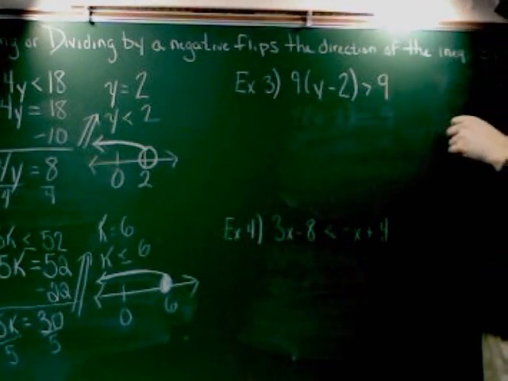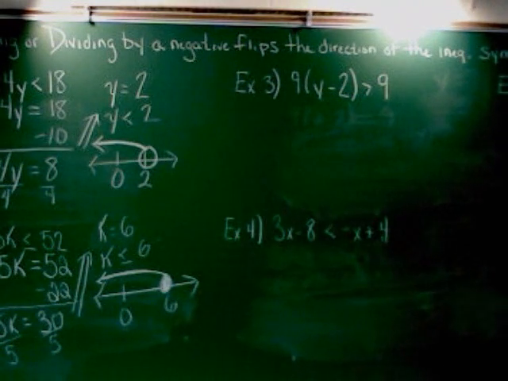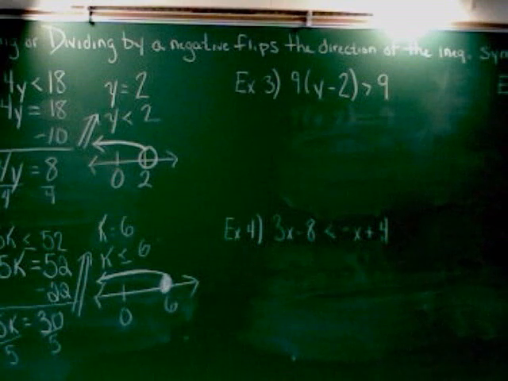Okay, so let's take a look at example 3. Now there's nothing really all that tricky about example 3, but some people panic when they look at it and they think there's not enough there. There is. This is a distributive property problem because as you can see, we've got a number in front of a set of parentheses. So the problem right now reads 9 parenthesis y minus 2 close parenthesis is greater than 9.